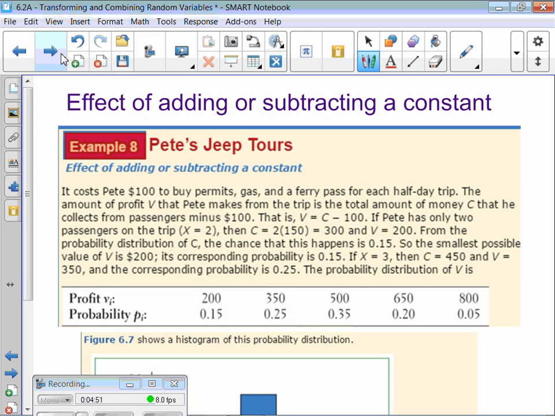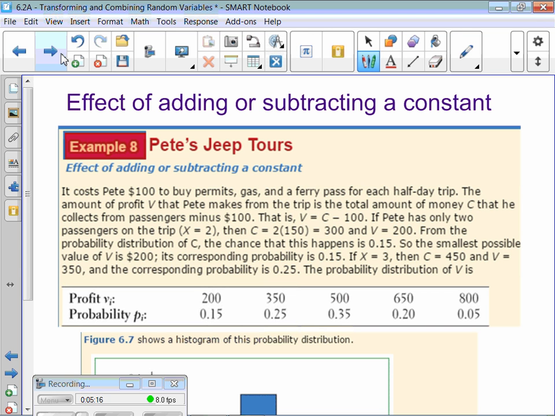Okay, let's talk about adding and subtracting and what that does to the mean and the standard deviation. So, still talking about Pete's Jeep Tours. It cost Pete $100 to buy permits, gas, and a ferry pass for each half-day trip. The amount of profit, which we'll define as V, that Pete makes from this trip is the total amount of money, C, that he collects from the passengers, minus $100.